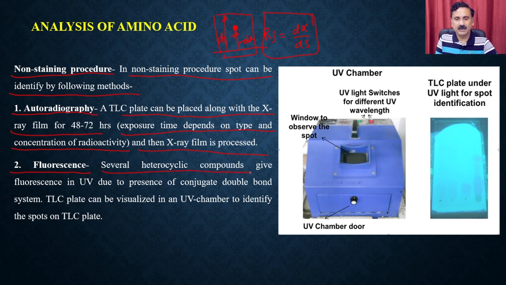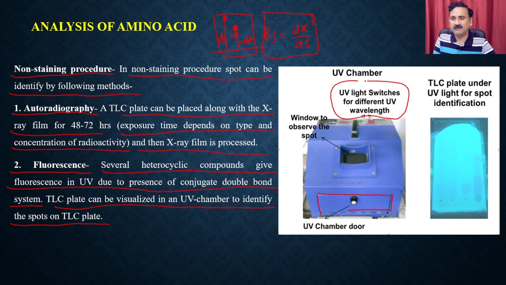Several heterocyclic compounds give fluorescence in UV due to the presence of a conjugated double bond system. The TLC plate can be visualized in the UV chamber to identify the spot. What you see here is the typical UV chamber where you have the UV bulbs, and this is the lid of that particular chamber. So you can just open from here and place the plates under this, and then turn on the UV lights.